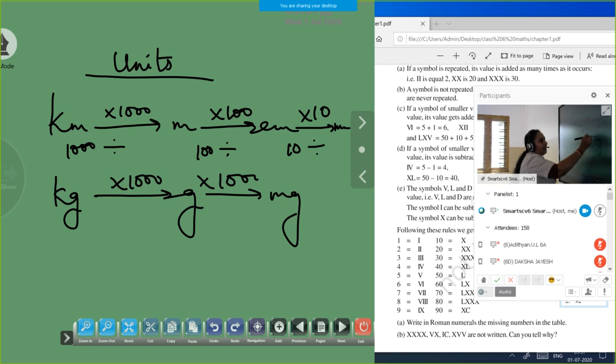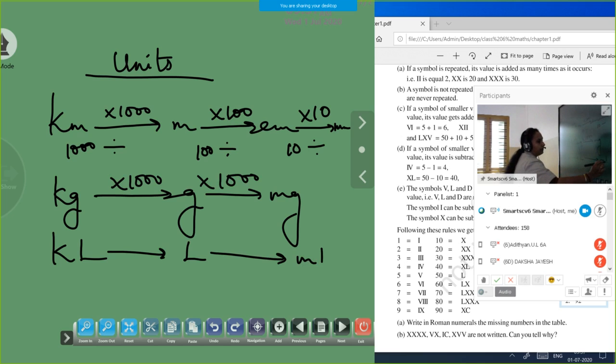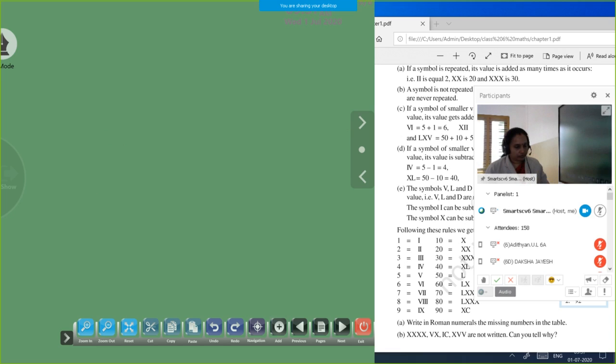The teacher is going through all that we have done in detail, whatever we have done in this chapter. Next, kiloliter, liter, milliliter. This is used for capacity. So here also we are doing that. Always big unit to small unit we multiply, small to big we divide. So keep it in mind: big unit to small we multiply. Small unit to big, the opposite. Small to big we divide.